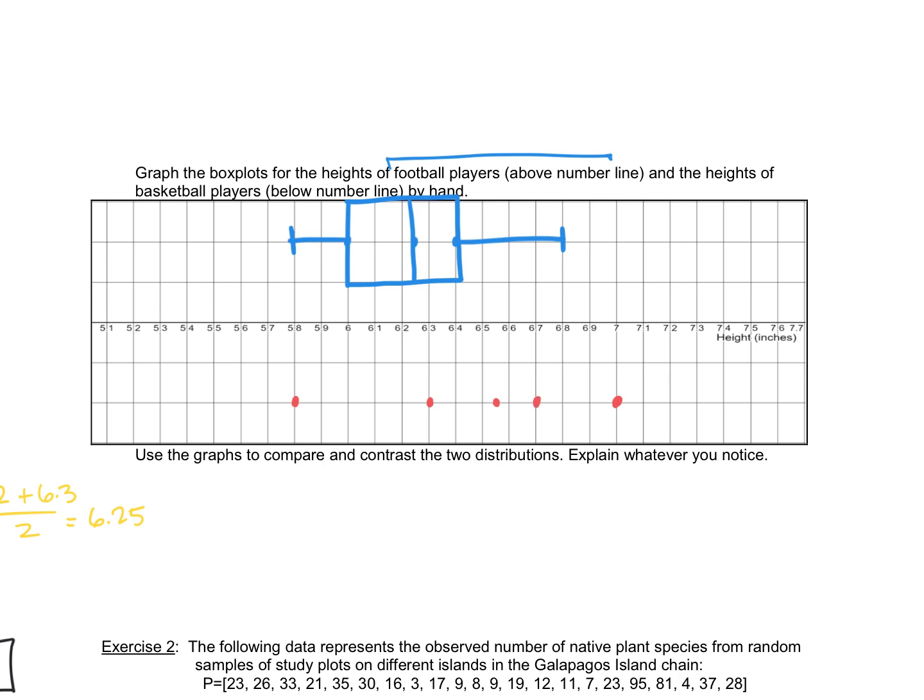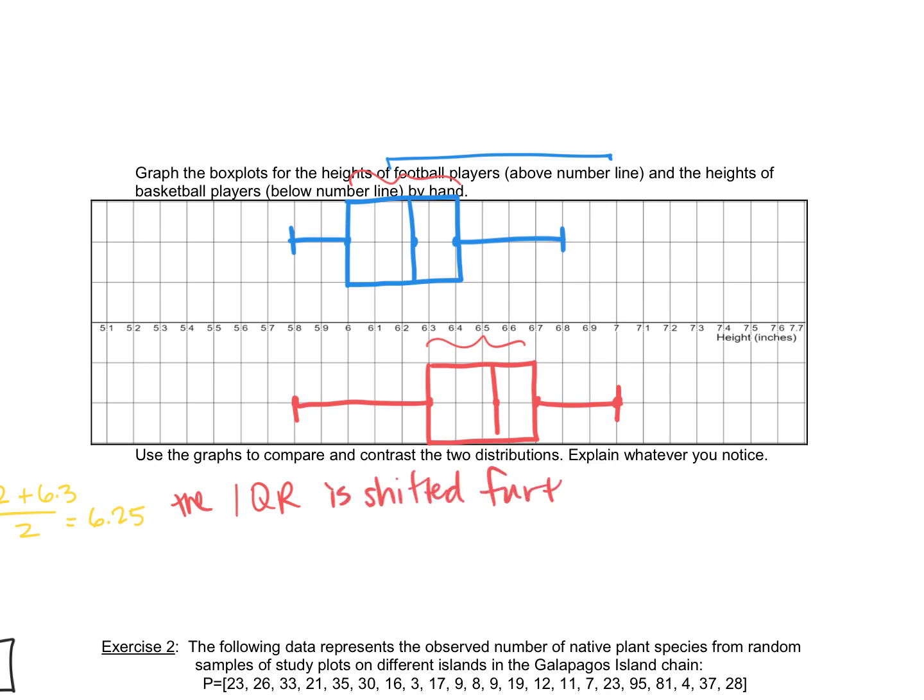So if I draw the rectangle here, you can see the whole thing is shifted quite a bit. And we have our whiskers, and our range is just a little bit bigger there. It wants us to use the graph to compare the two distributions. Again, that IQR, the interquartile range, the box, is shifted further right for the basketball players.